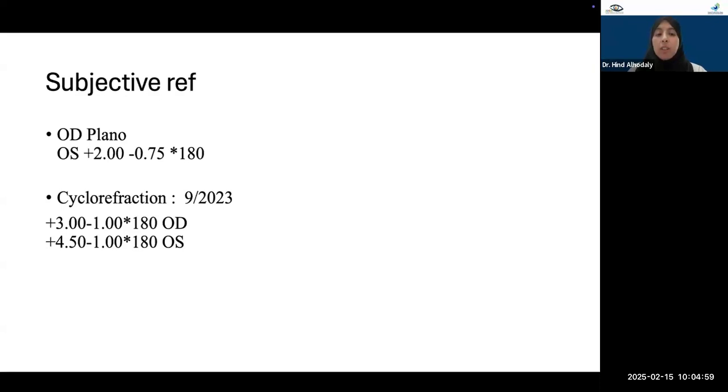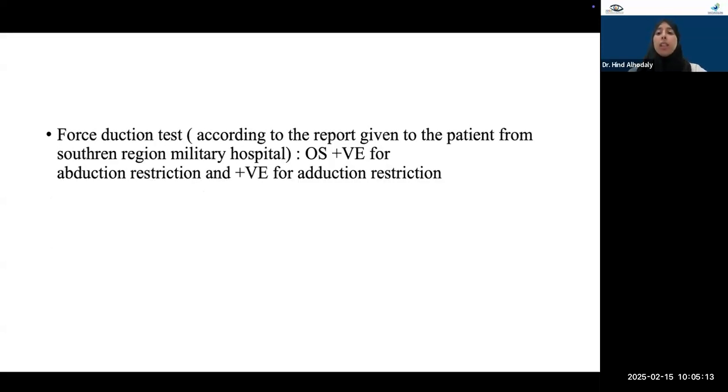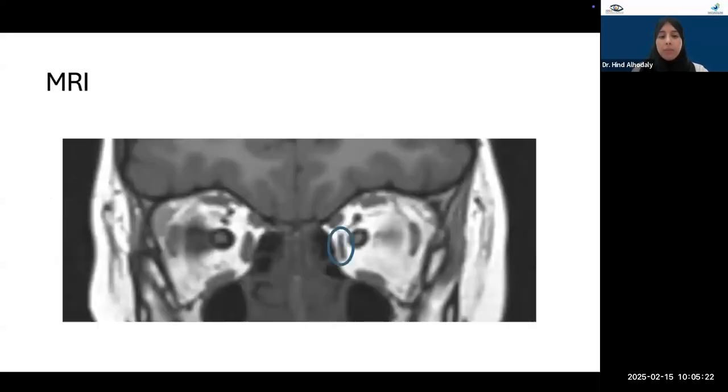Subjective refraction in the right eye, she was plano. In the left eye, she had +2 hyperopia with 0.75 astigmatism. Cycloplegic refraction was quite old, however, it was not remarkable. A forced duction test done in another hospital showed positive for adduction and abduction in the left eye.